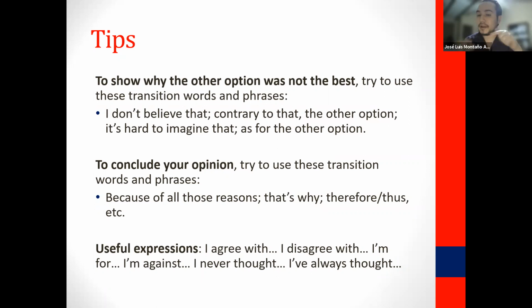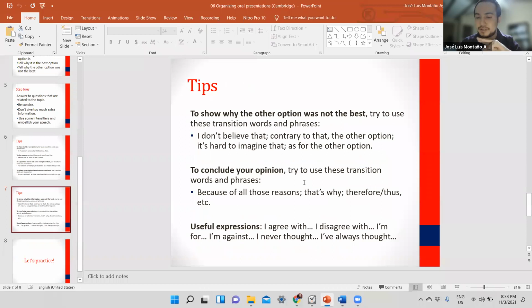So again, those are expressions that are over there because you can use them in this type of situations in which you have to choose the best option. And you need to say that you agree with this, you disagree with that, that you're against something, that you're for something, and so on and so forth. All right, so with that said, I'm going to show you now this to start practicing these two activities.